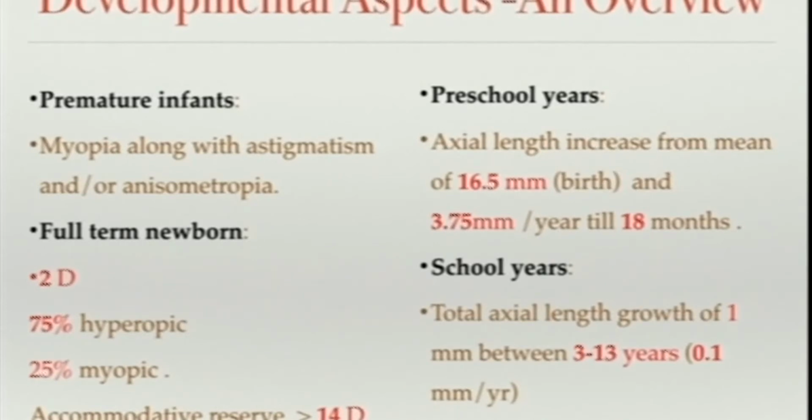2 years of life. In school going age, it grows very slowly from 3 to 13 years. It's only around 0.1 millimeters per year. If it grows more than that, then there is a tendency to develop myopia, whereas if this growth is very less, then the children remain hyperopic.